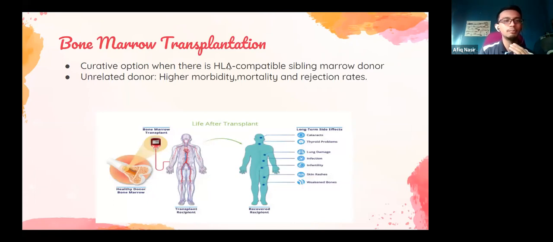Bone marrow transplantation can be done when there is an HLA compatible sibling marrow donor, and if there is an unrelated donor, it is said to have higher morbidity, mortality, and even higher rejection rates.